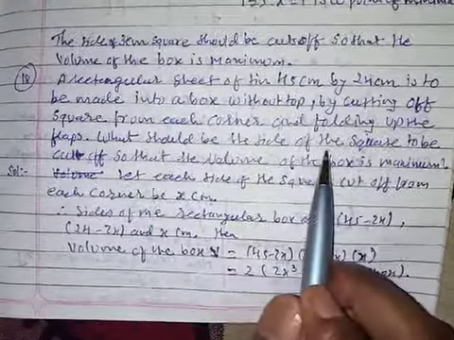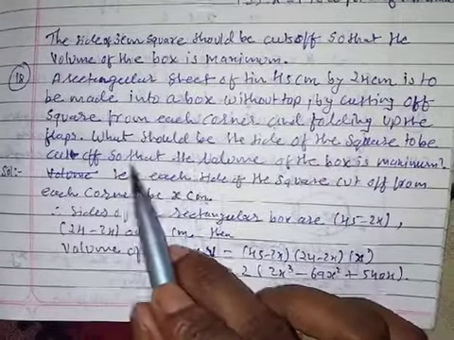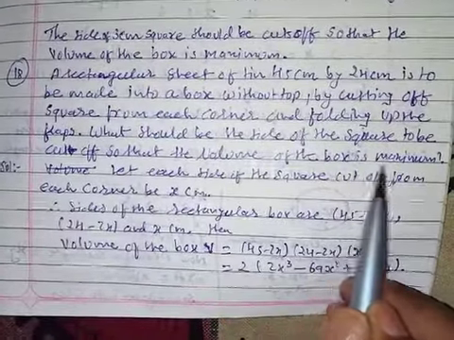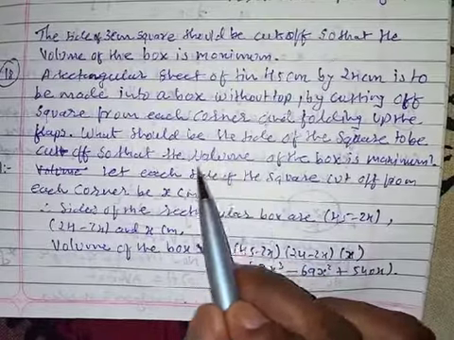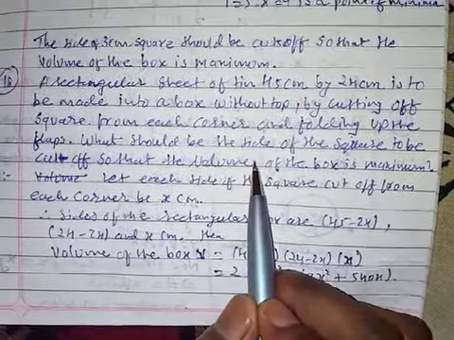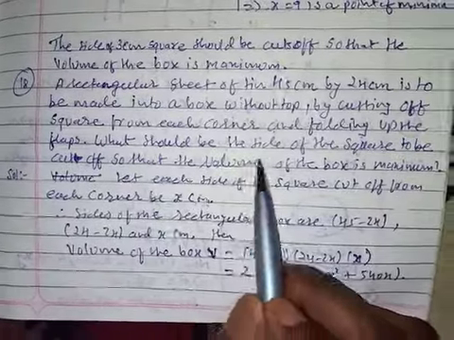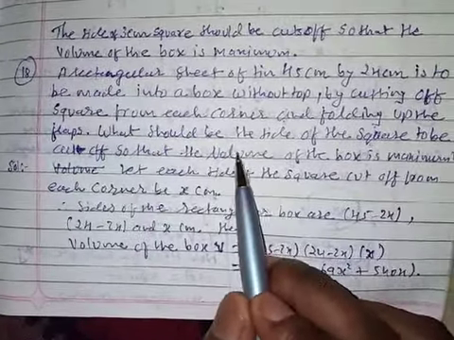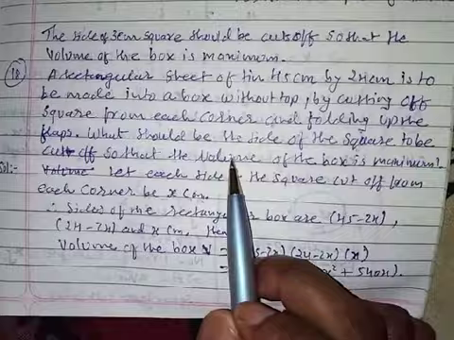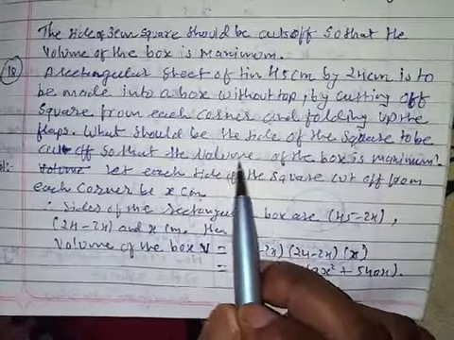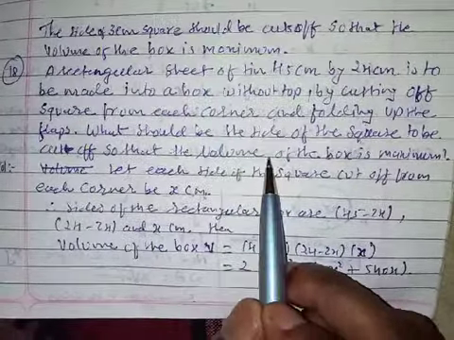What should be the side of the square to be cut off so that the volume of the box is maximum? Now the volume of the box should be maximum. For a maximum, you have to find out the maximum volume of the cuboid, and when it is maximum. That is the question.